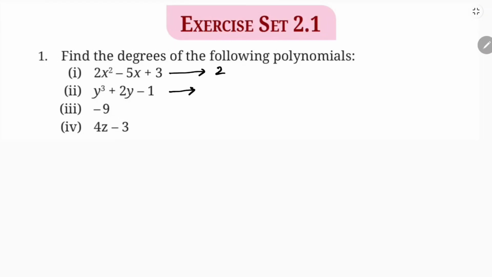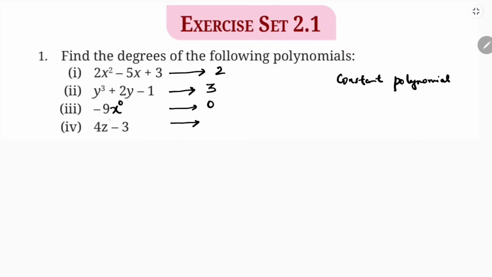See here y cube, y power 1, and here if you want you can write y power 0 because y power 0 is 1. So here the highest power of the variable is 3. The next one is a constant polynomial. The degree of a constant polynomial is 0, because degree you can check only for the variable. So you can write x power 0. So the degree is 0.